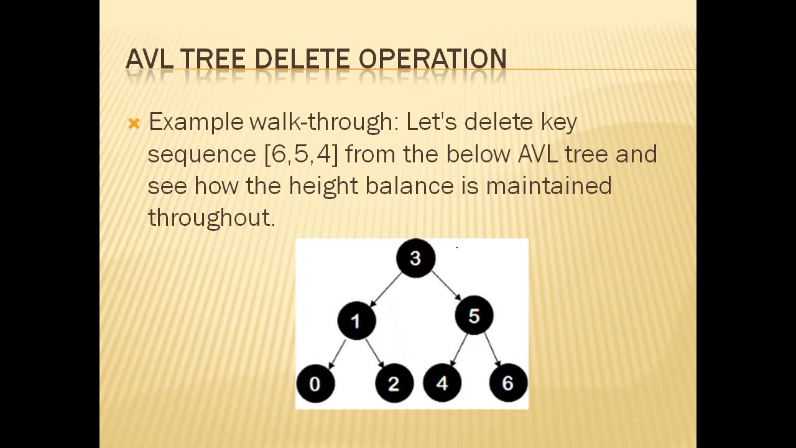So, the delete operation. Deletion is done just like in a binary search tree, but after deletion you should keep in mind the balancing factor. Assume we have 3, 1, 5, 0, 2, 4, 6. This is one type of AVL tree, and I want to remove 6, 5, 4.